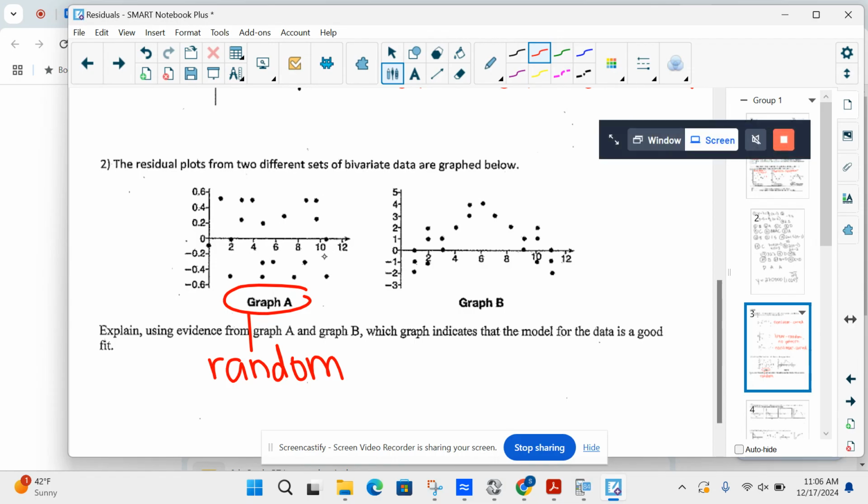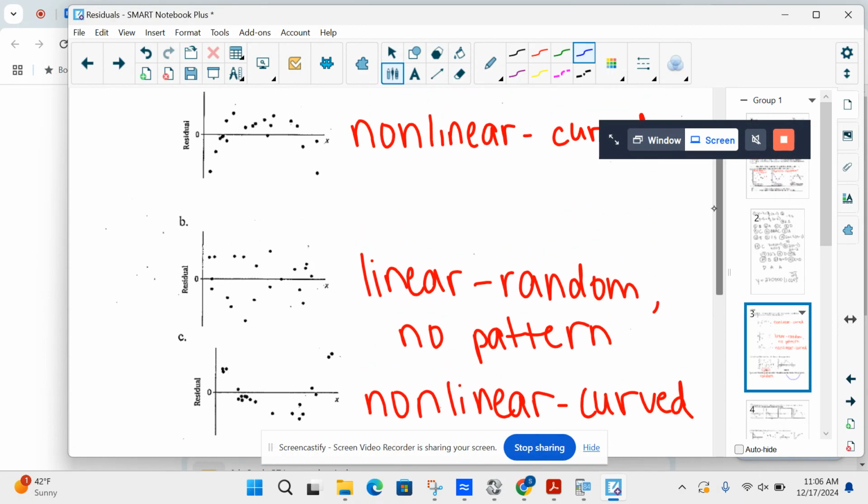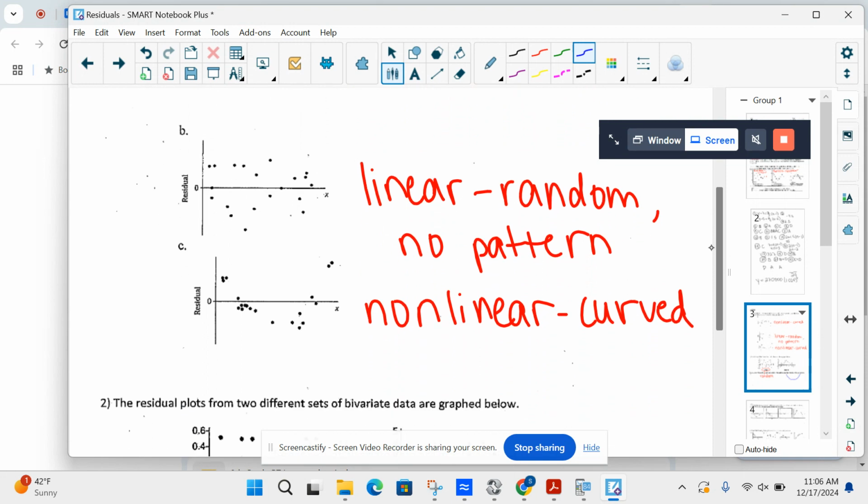It can be, like you can have a scatter plot that looks like this, and then your model can be quadratic, but your residual will still look like this because you're getting the same distance from the points to the line of best fit. It just means it's a good fit for your model.